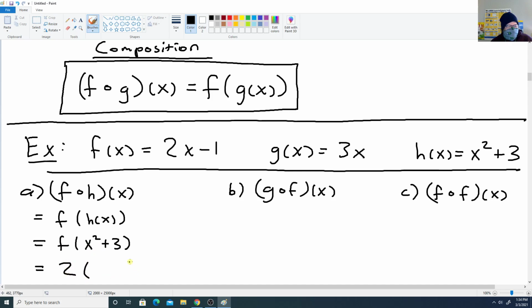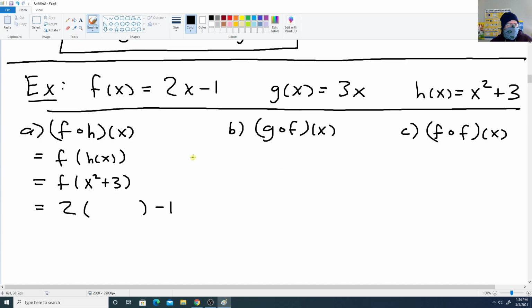So we get 2 times, not x anymore. We're going to replace the x with x squared plus 3. I said minus 3, I mean x squared plus 3. So 2 times x squared plus 3, minus 1. To finish this up, we'll distribute the 2. So we get 2x squared plus 6 minus 1, which is 2x squared plus 5.